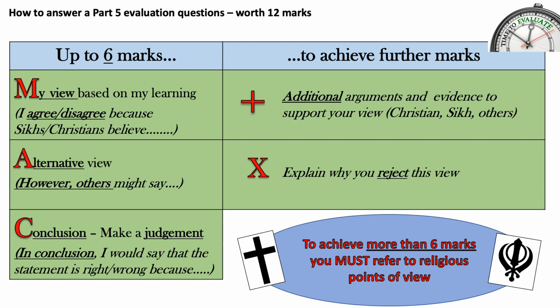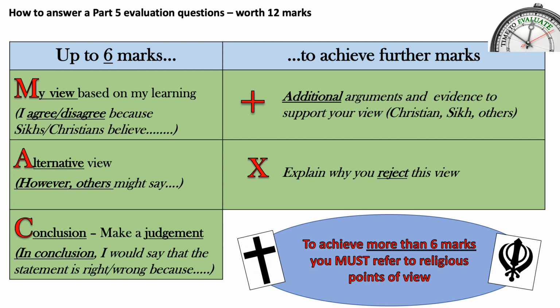If it's the Christianity paper, you must refer to Christianity. To get even more marks than 6, we need to be adding extra paragraphs in between the M, the A and the C. So once you have done the first paragraph, the my view based on your learning, where you've given lots of reasons, then you need to do the plus paragraph, which is giving even more arguments, even more evidence to really support your viewpoint, to back it up, to really prove to the person who's reading your answer you are right.